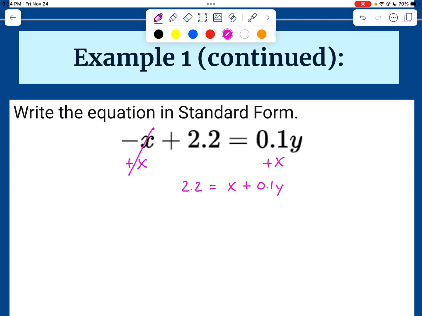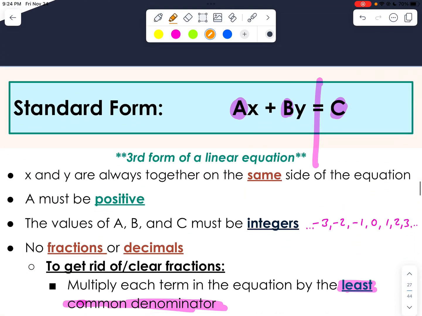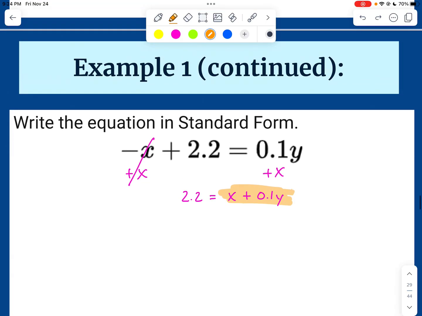Now, you might be asking at this point, wait, Mr. Hollinger, why are x and y on the right side? I thought x and y are on the left side in standard form. Well, you're correct. Here, we show x and y on the left side. But let's think about equations for a second.